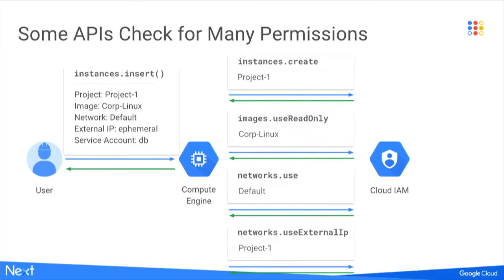Other times, it's one-to-many. If you try to create an instance, we'll check, do you have permission to create the instance? Do you have permission to use the network that you're trying to attach the instance to? Do you have permission to use the image that you specified? So sometimes one-to-one, sometimes one-to-many.